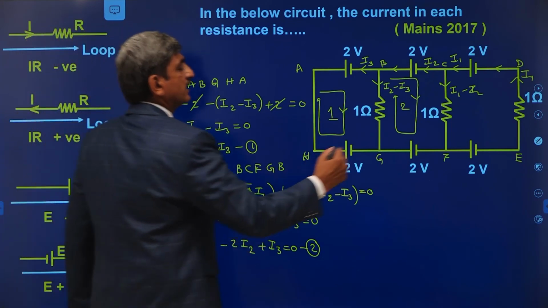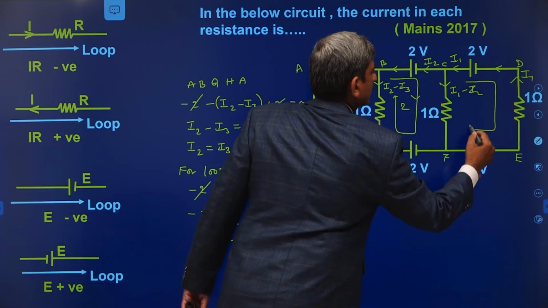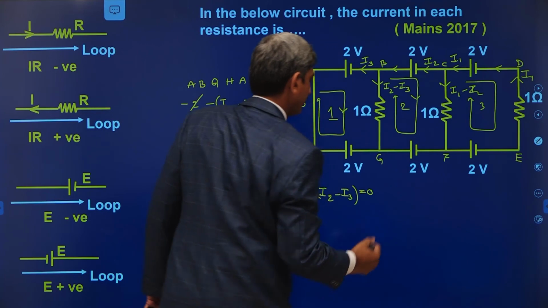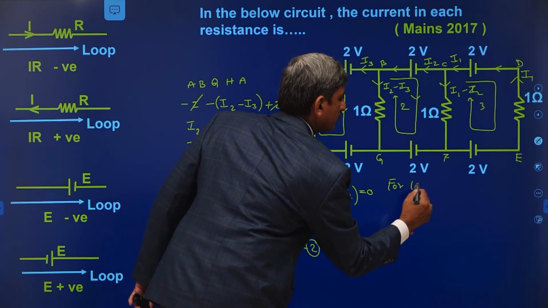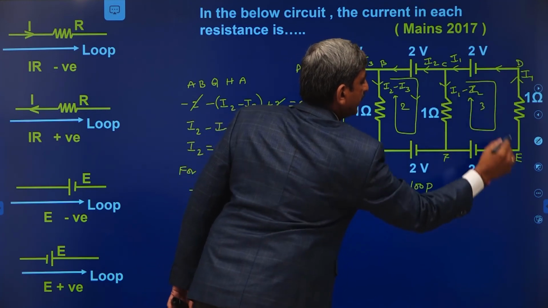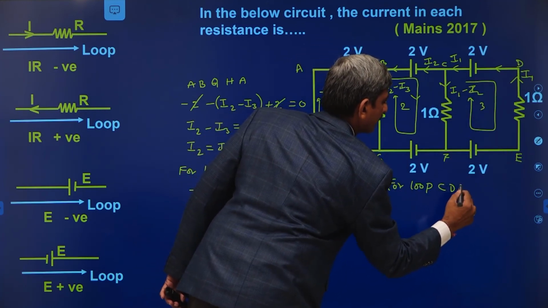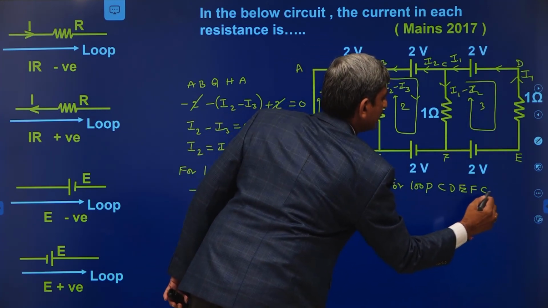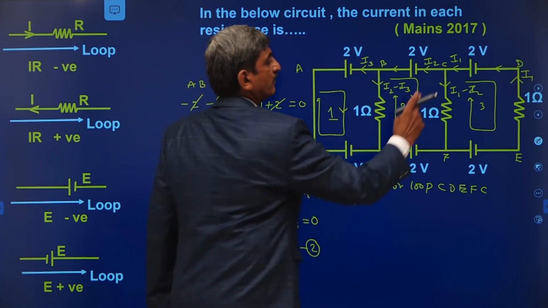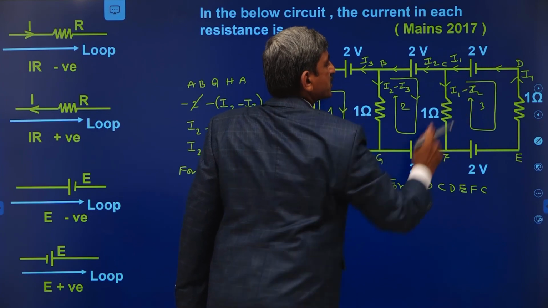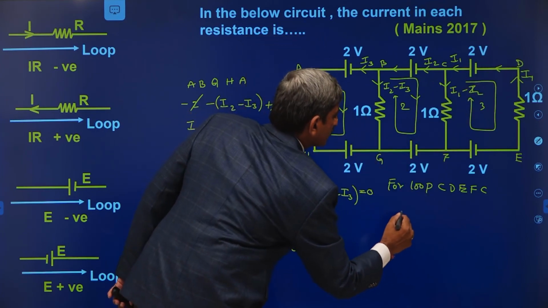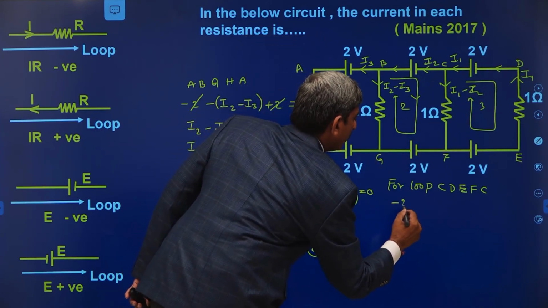Right? Similarly, write down the equation for the third loop. What is that loop? For loop CDEF, see, what can we write? When we are moving from C to D, we are moving from the positive terminal to the negative terminal, so the EMF is negative, -2.